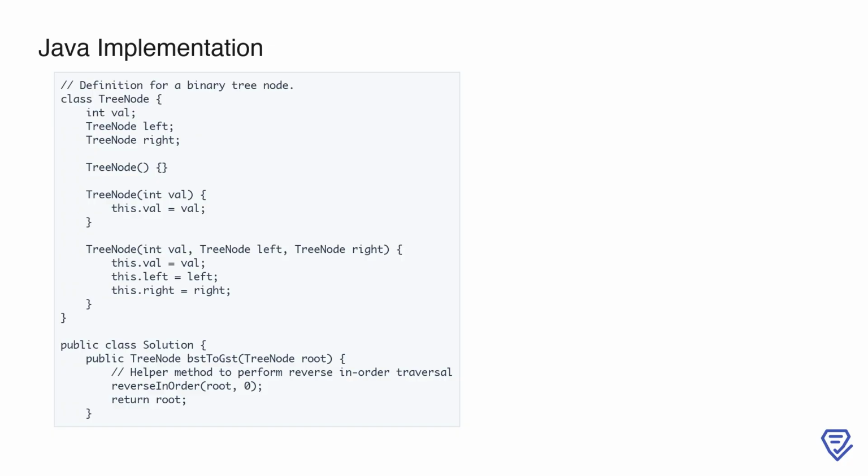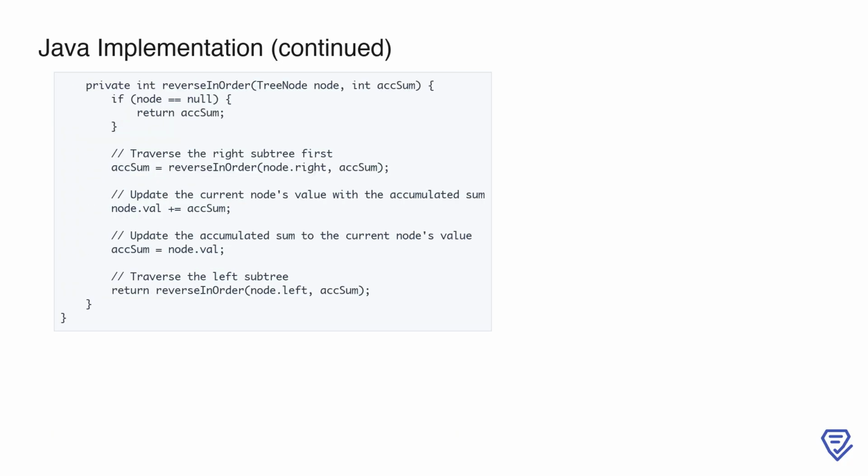The bstToGst method accepts the root of the binary tree as input. Inside this method, we use a helper function, reverseInOrder, which performs a reverse in-order traversal to accumulate and update the node values. Once the transformation is complete, the updated root node is returned.